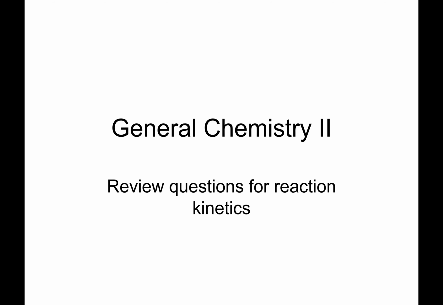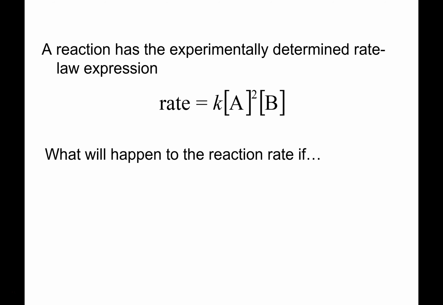So I'm gonna go back and forth, and you can pass, but let's see what we got. The first one sets the stage: we have this rate law expression, with two reactants, second order in A, first order in B.